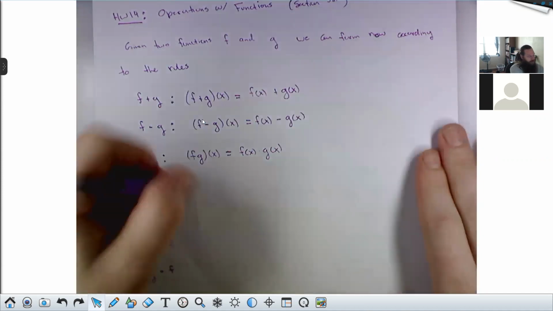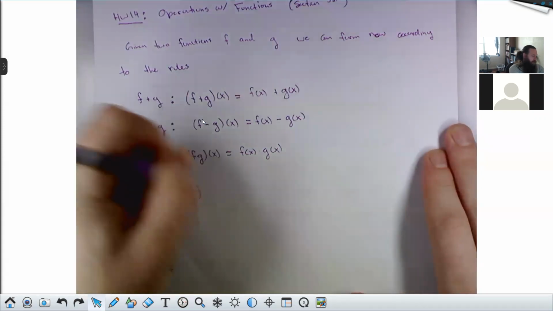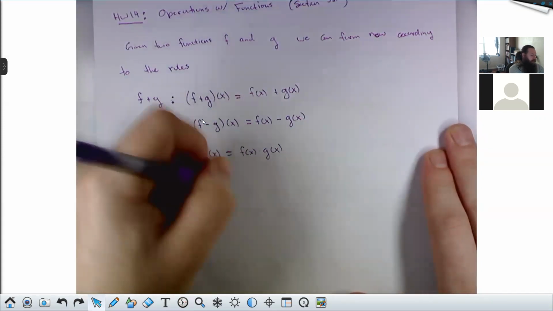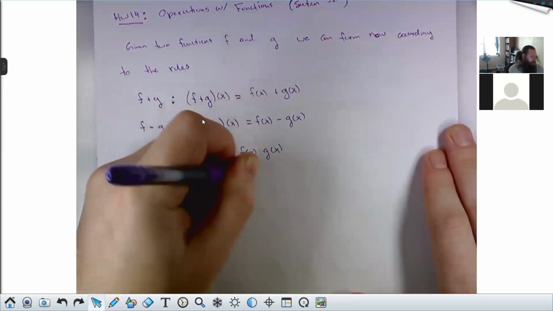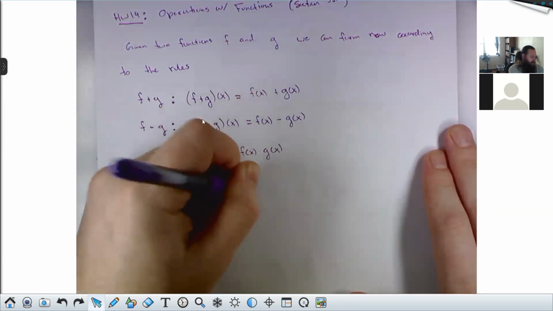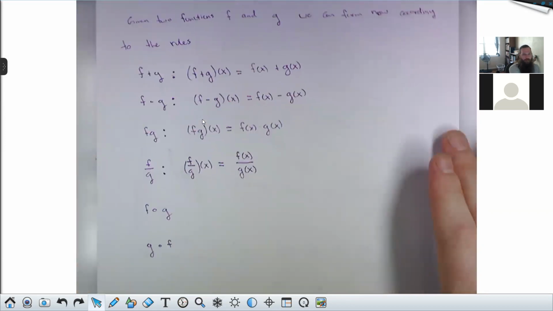F over g. If I want to define what the function f over g does to an input x, it's pretty intuitive. The reason we make that notation what it is is because it's evocative of what we're doing. That's going to be f of x over g of x.